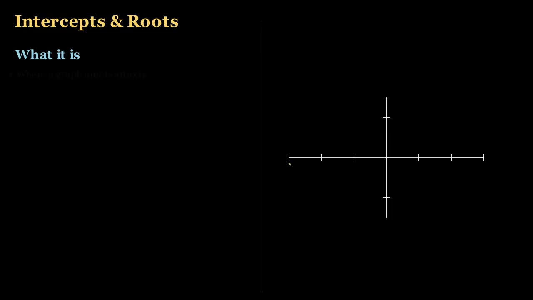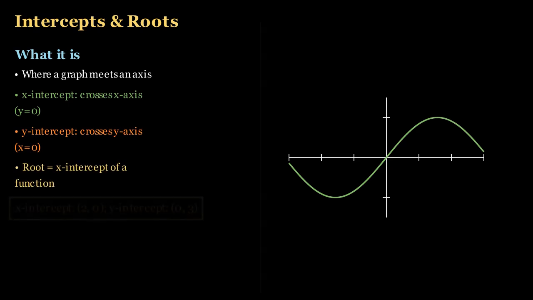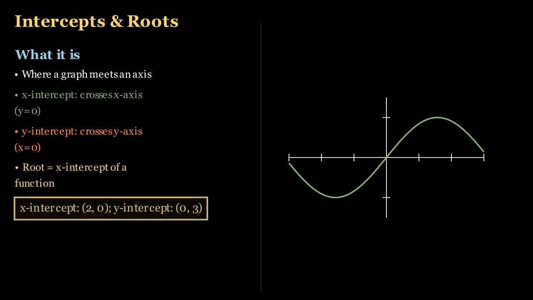When you draw a graph on the coordinate plane, it will often cut through the x-axis or the y-axis. The spot where it touches or crosses an axis is called an intercept. An x-intercept is any point where the graph hits the x-axis, which means the y-coordinate there is exactly 0. A y-intercept is where it hits the y-axis, so the x-coordinate is 0. For a function, we give the x-intercept a special name, a root. It is the input value that makes the output 0. So intercepts are simply the graph's meeting points with the axis, and roots are the x values that make a function equal to 0.